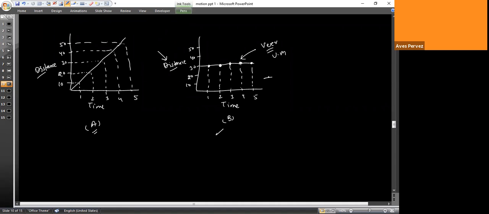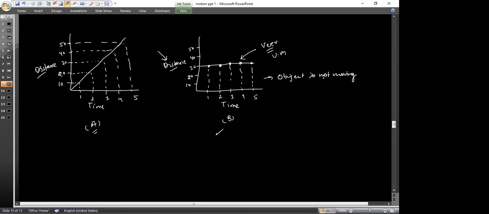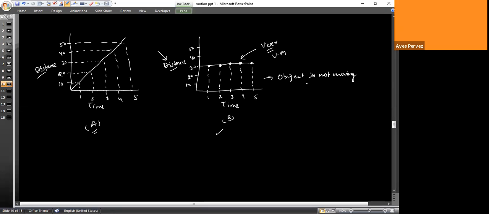In this graph, the object is not moving. If the object is not moving, it means no motion, and no motion means not uniform. So let's understand graph B.